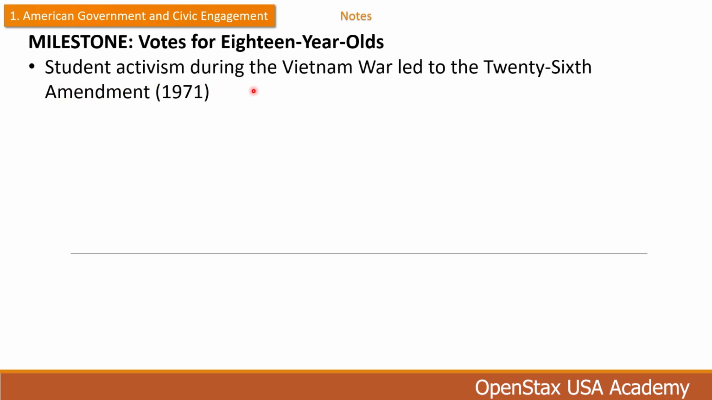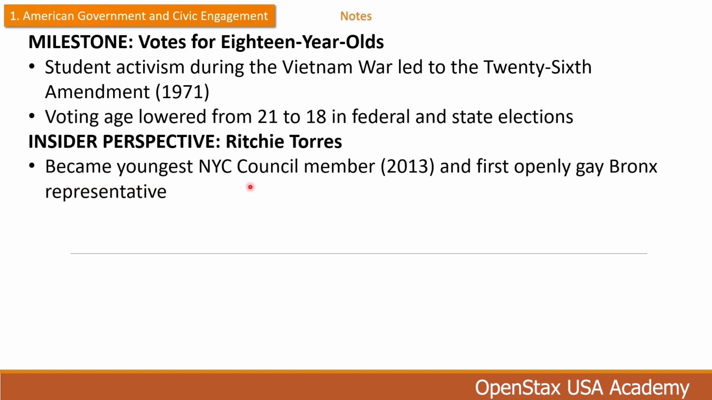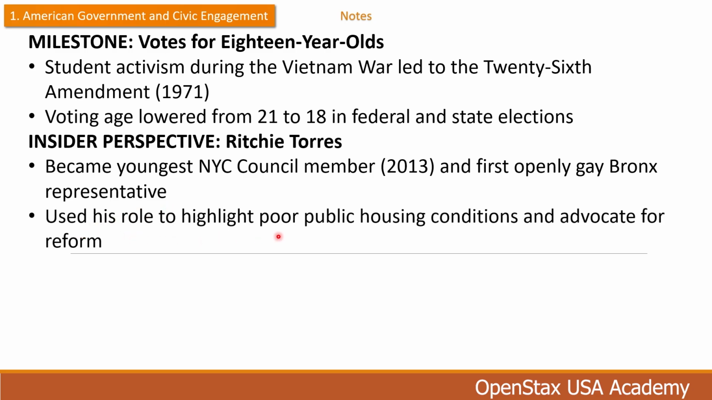Milestone: votes for 18-year-olds. Student activism during the Vietnam War led to the 26th Amendment in 1971. The voting age was lowered from 21 to 18 in federal and state elections. Insider perspective: Ritchie Torres became the youngest NYC council member in 2013 and the first openly gay Bronx representative. He used his role to highlight poor public housing conditions and advocate for reform.